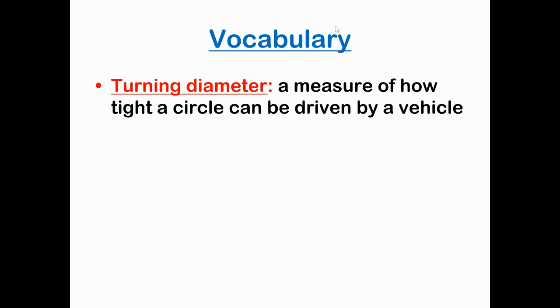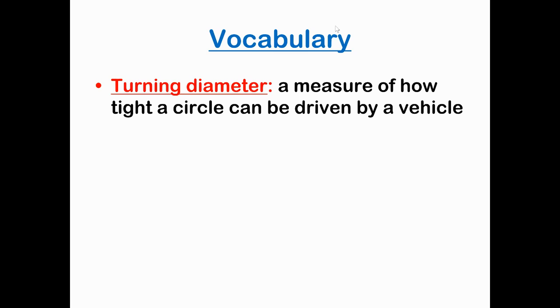Turning diameter, I didn't have an image on this one, sorry. A measure of how tight a circle can be driven by a vehicle. So this would measure how far and wide you could turn. So a semi-truck, for example, would have a very large turning diameter. A small Fiat would turn very tight circles.